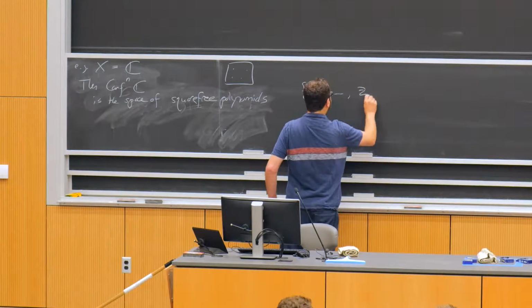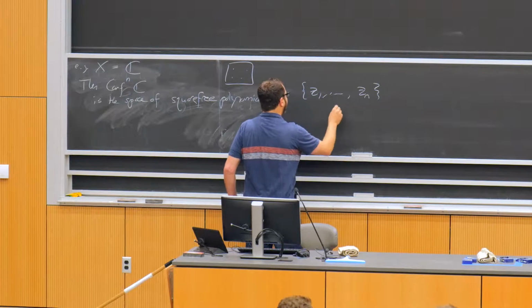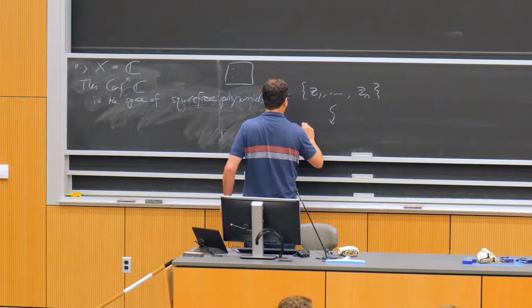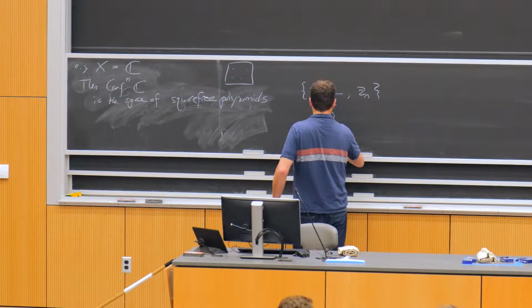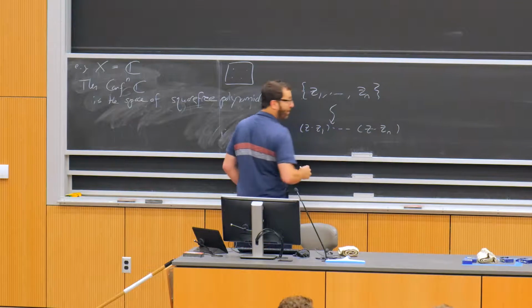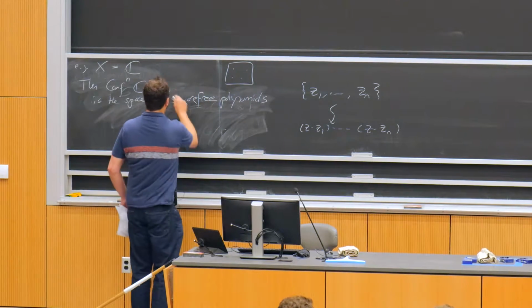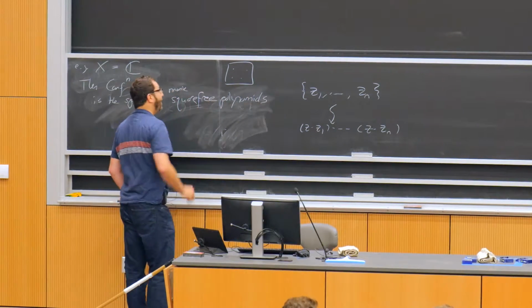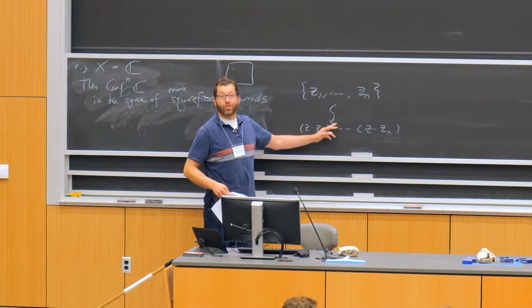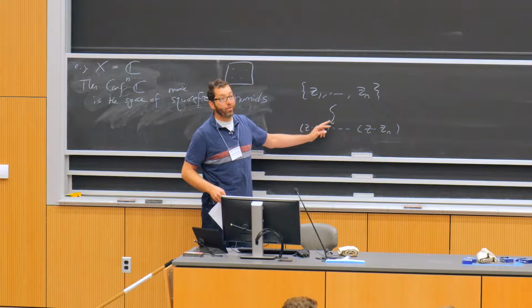So a set of complex numbers, z_1 through z_n, I can associate that with the polynomial (z minus z_1) through (z minus z_n). So maybe I should say monic square-free polynomials. Because the condition that these guys be distinct is exactly the condition that this polynomial be square-free. It has no repeated roots.